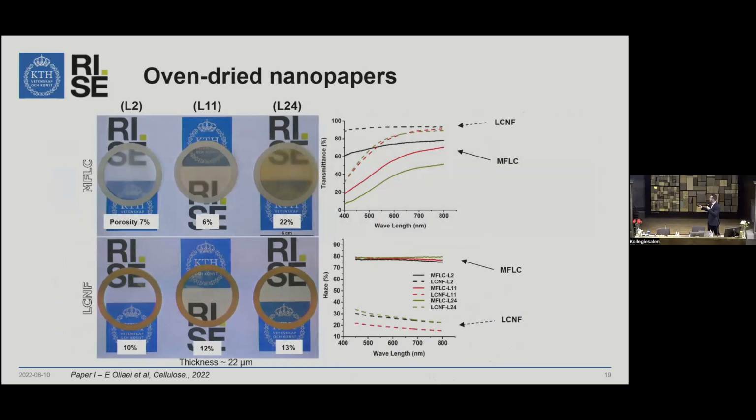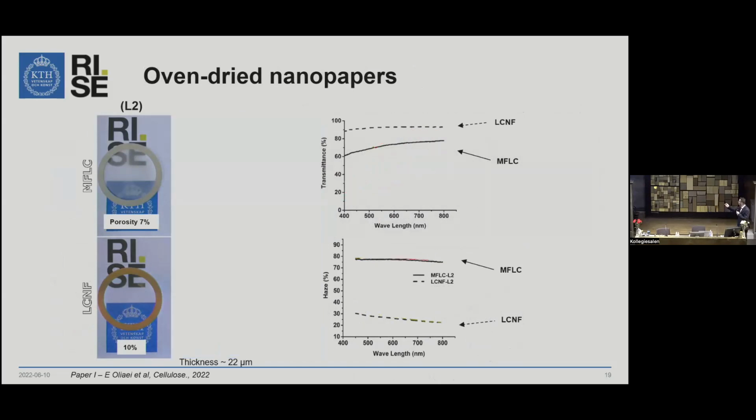We have then created nanopapers from the whole population of MFLC fibrils and also only the nano-sized fractions. We did vacuum filtration and oven drying overnight at 50 degrees. And in the right plots, you can see the transmittance and haze data for these nanopapers. Just you can focus on these two samples. So the only difference is the size of the MFLC fibrils.